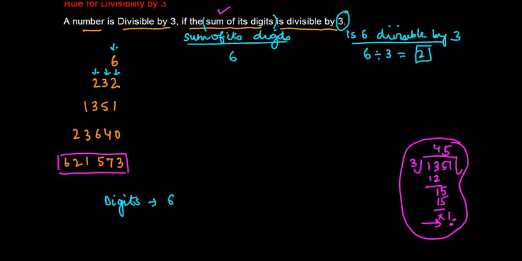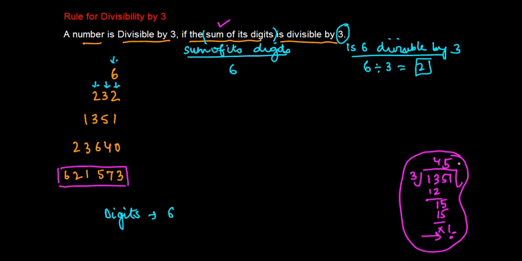Now if I were to apply this rule, instead of doing all this division, I just take the sum of all the digits. So what are the digits here? 1, 3, 5 and 1. So 1 plus 3 plus 5 plus 1. 3 plus 1 gives you 4. 4 plus 5 gives you 9, plus 1, 10. Is 10 divisible by 3? The answer is no. So just by following this simple step, I was able to find out whether the number is divisible by 3.